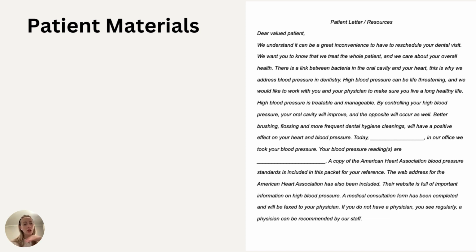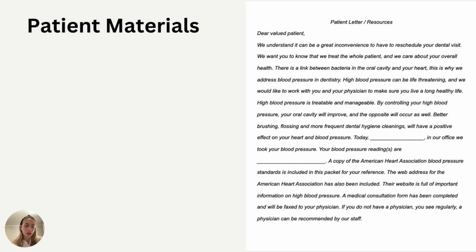So this just takes what the provider should be going over in the appointment with this patient and puts it in layman's terms. It puts it in a letter for them to take home in case they have any questions. They can reference this letter because patients oftentimes aren't hearing us when we're talking to them in the dental office, and it's not any fault of their own. It's just that they're overwhelmed, they're having a hard time listening.